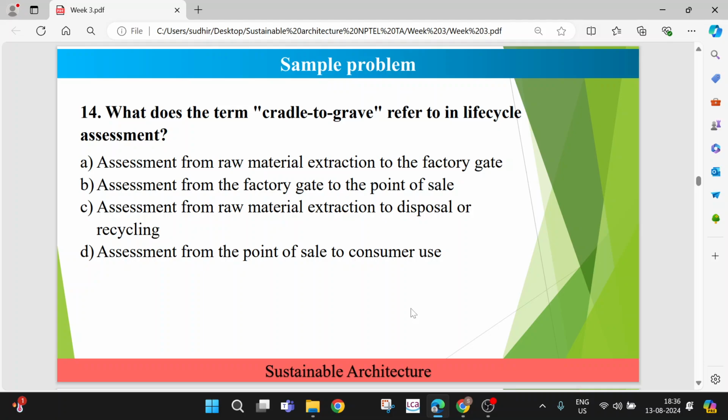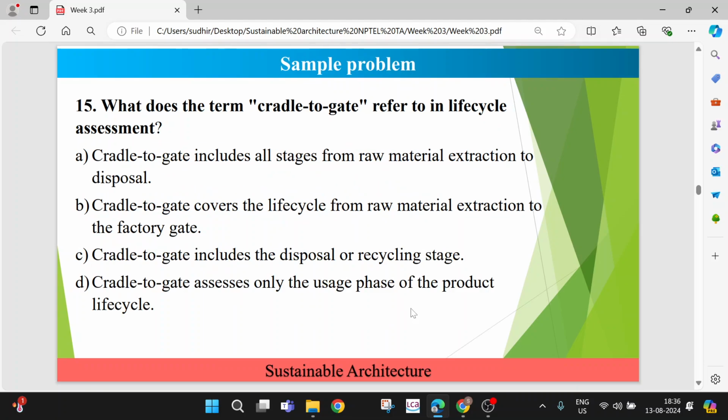Of question 14. It is clear? Yes, sir. Okay. Then try to give answers to this question 15.